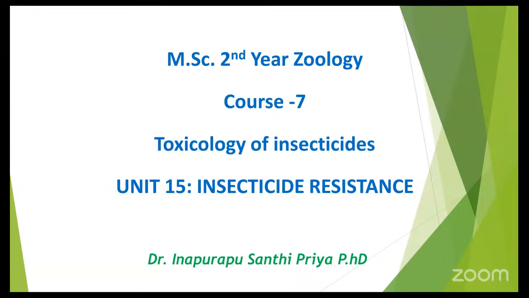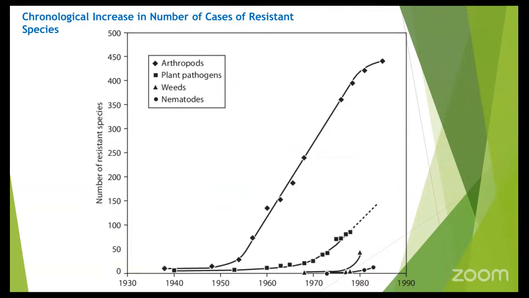So this is insecticide resistance, unit 15. In this chapter, we'll see the status of insect resistance to insecticides, particularly, and various mechanisms that are involved in the development of insecticide resistance, its genetic basis, and the factors that are conducive to the rapid development of insecticide resistance, particularly in insects. So in this graph, you can see the chronological increase in the number of cases of resistant species.